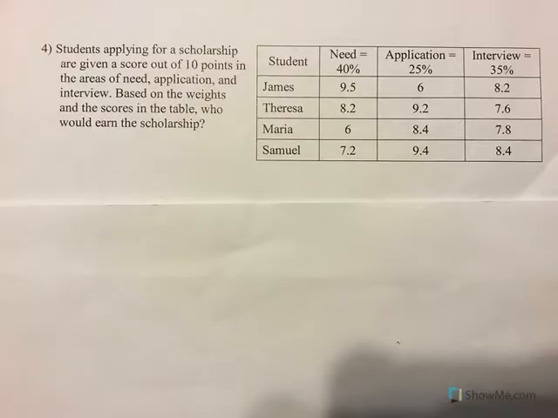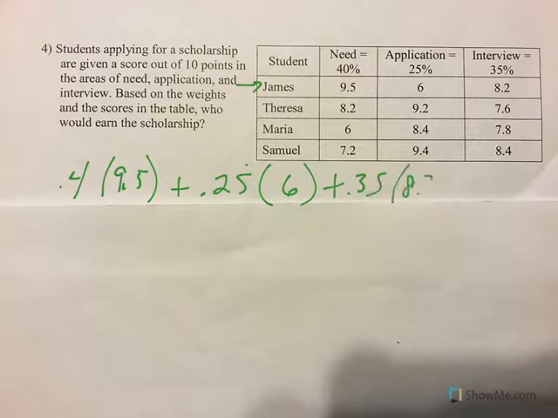And last problem. Students applying for a scholarship are given a score out of 10 points in the areas of need, application, and interview. Based on the weights and the scores in the table, who would earn the scholarship? Okay, so if you think about this, each one is done the same. So for James, I would take 40% times 9.5 plus 25% times 6 plus 35% times 8.2. And James would have 8.17 points, right? And because these are weights, we would be dividing by 1. So his score is just an 8.17.